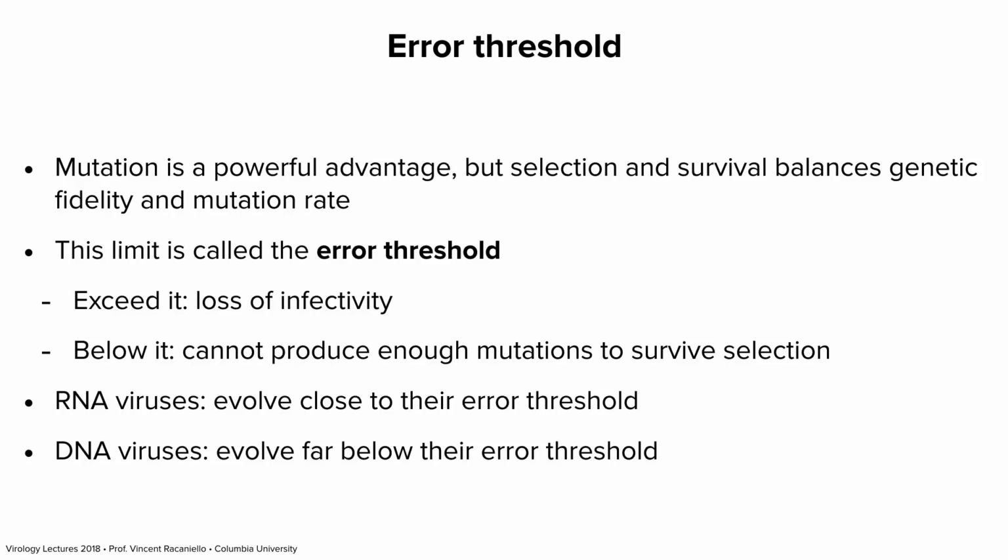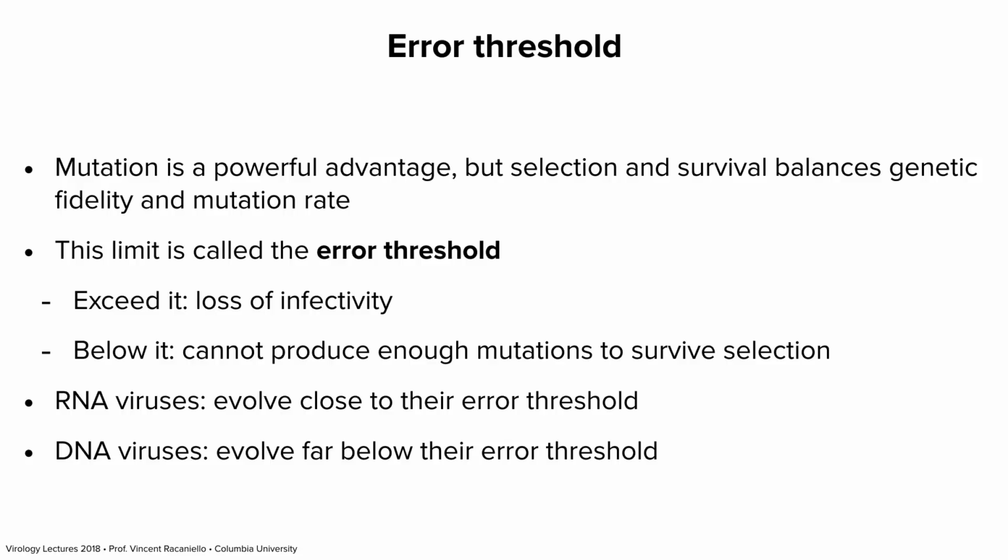But if you go a certain amount below the error threshold, you cannot compete because you're not making enough mutations. And I just showed you that in the previous slide where we looked at polymerase mutations that reduce the error frequency. So there's obviously a sweet spot. And RNA viruses evolve very close to that error threshold. I'm going to show you an experiment in a moment that proves that. DNA viruses exist way below it, probably because they don't make a lot of mutations compared with RNA viruses.